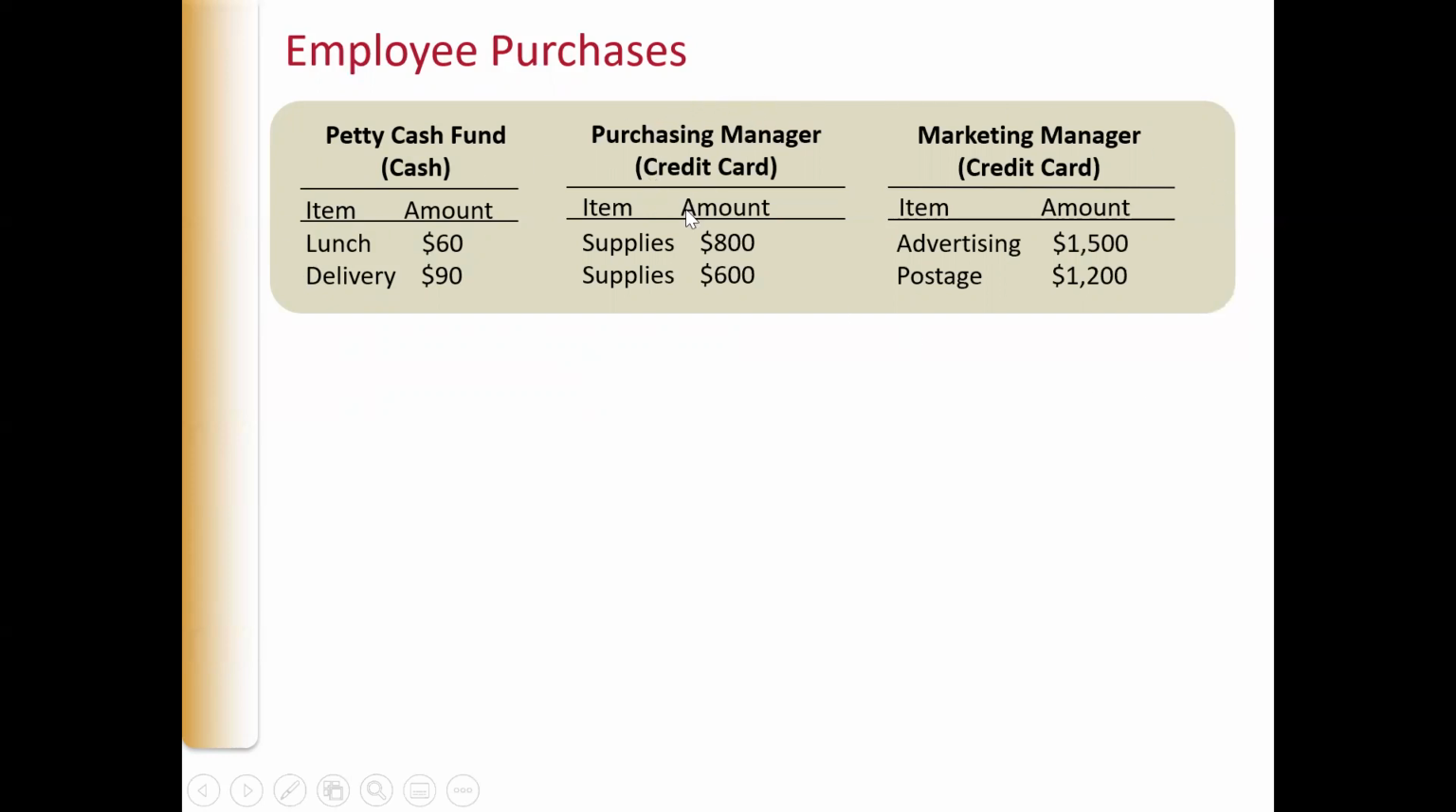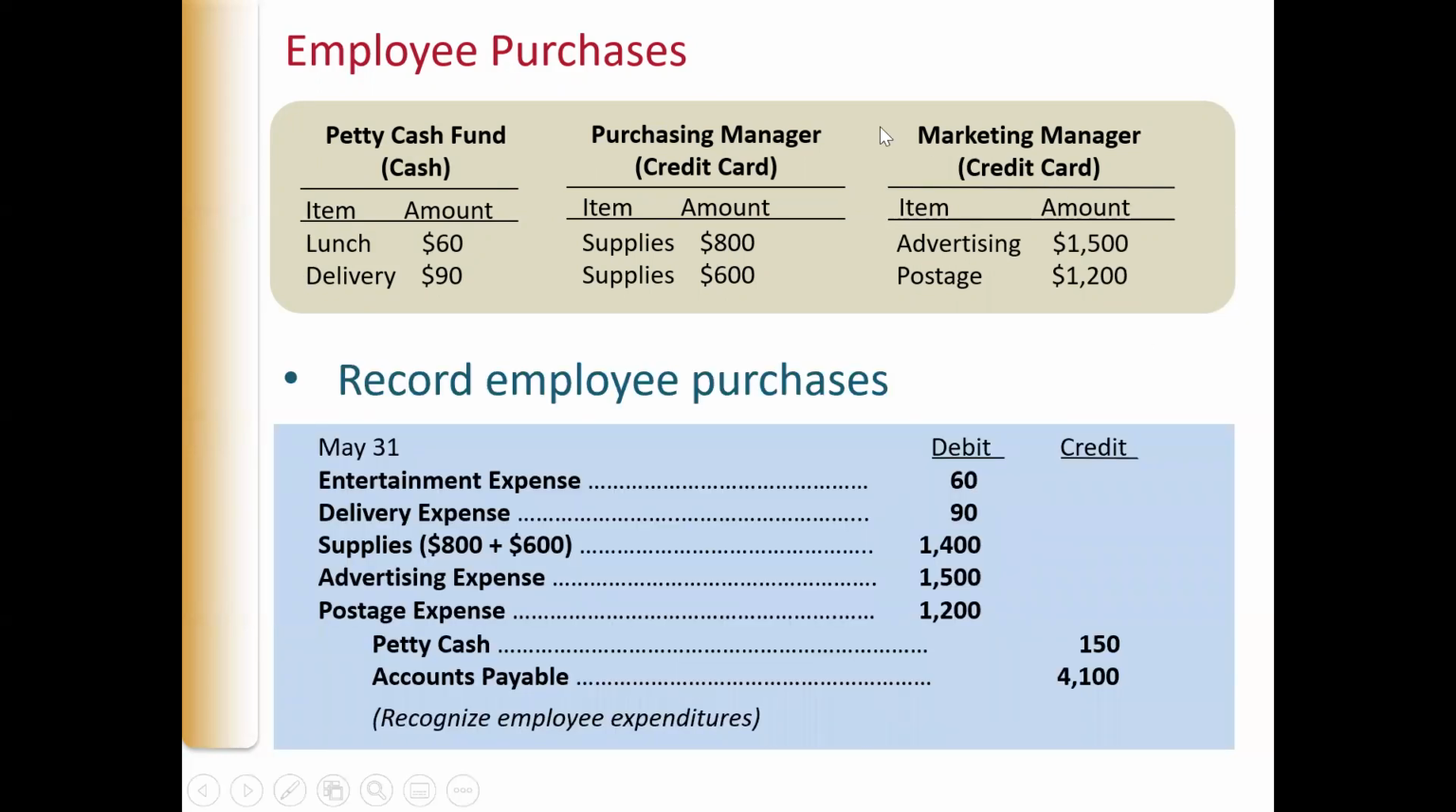Credit cards were given to different managers to purchase items. Remember, when credit cards are used, it's not cash. It will go into accounts payable. But items with debit cards or cash will be credited to cash. So to record these purchases, we will show lunch as an entertainment expense for 60. We will show the delivery expense of 90. We show supplies of the 800 plus the 600, or 1,400. We show advertising expense of 1,500, postage of 1,200. The items that went into the petty cash, 150, we use as cash. The others are a credit to accounts payable for 4,100.